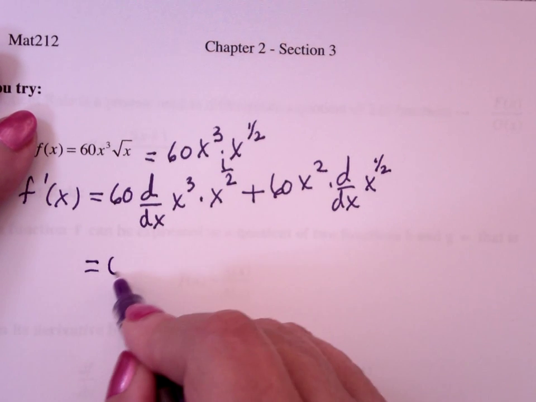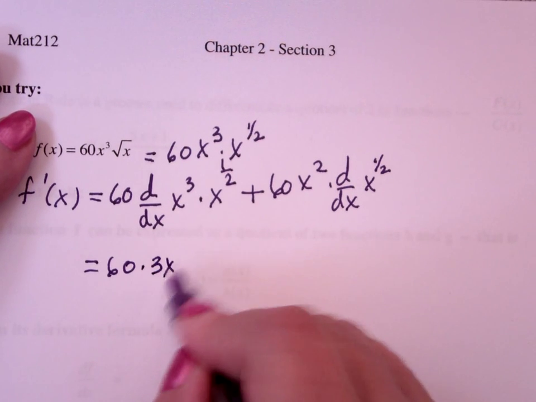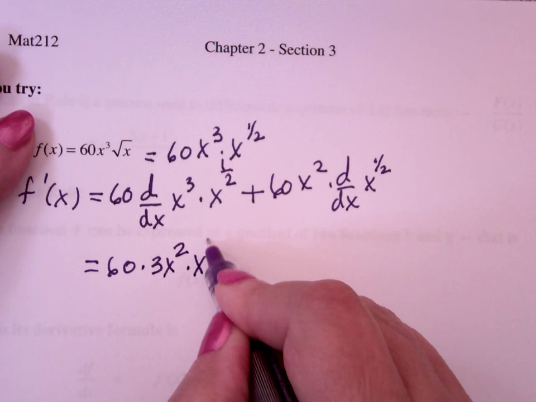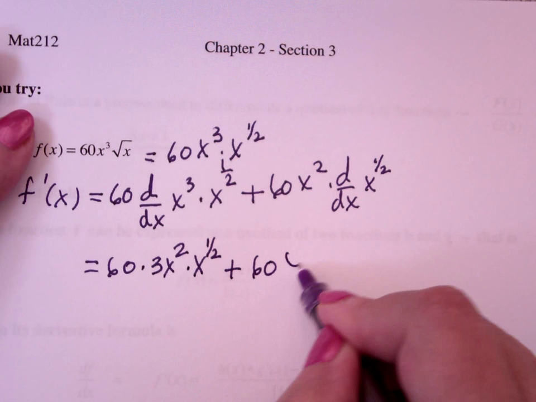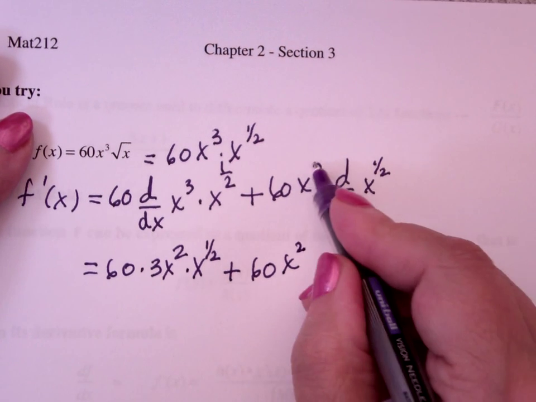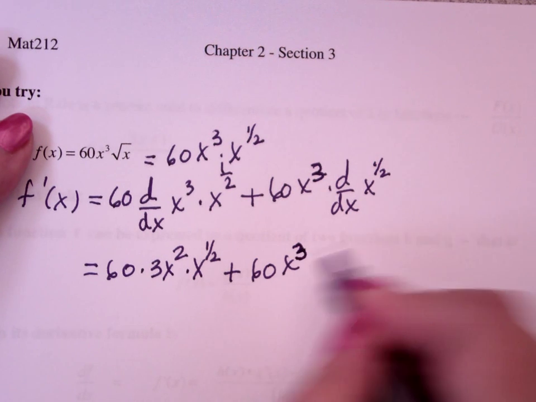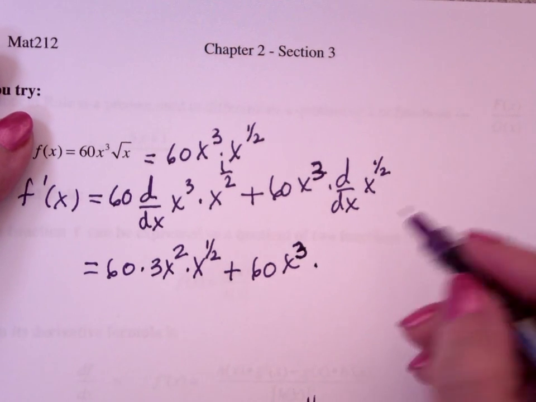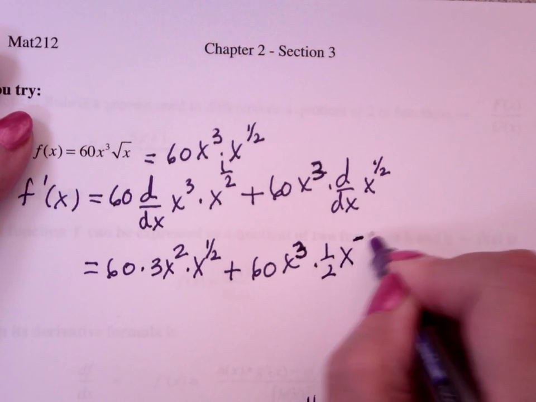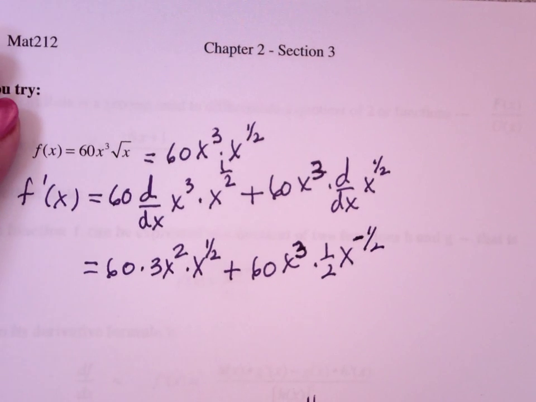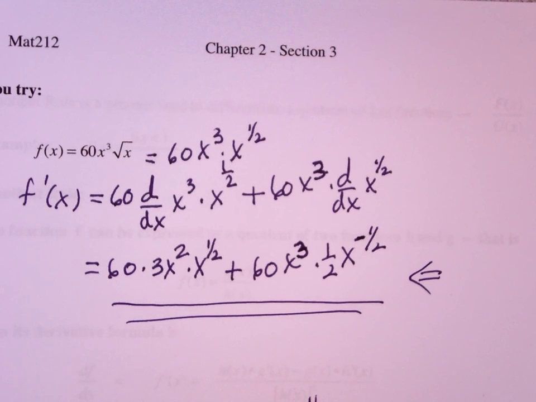So this then becomes 60 times the derivative of x cubed, which is 3x squared, times x to the 1/2 plus 60 x cubed, it should be a cube, times the derivative of x to the 1/2, which is 1/2 x to the negative 1/2. First step, we'll leave it for the time being.